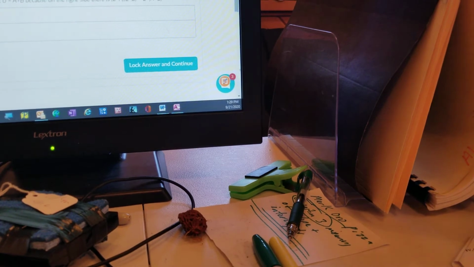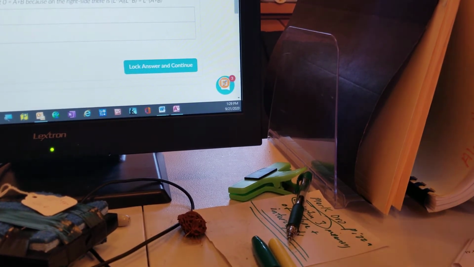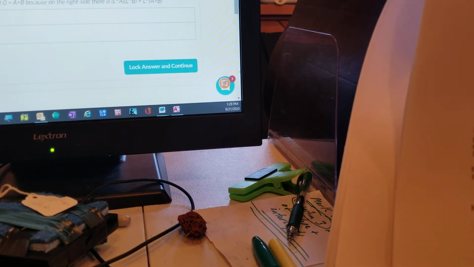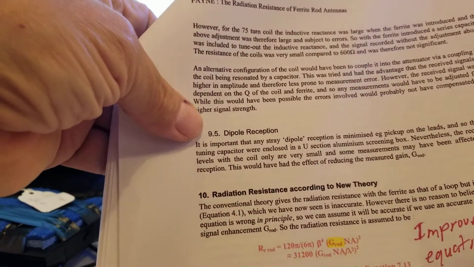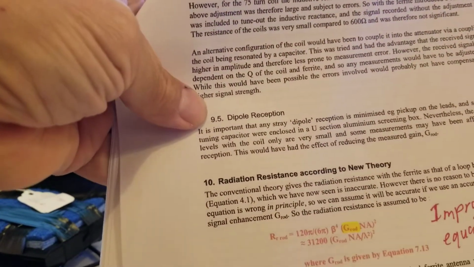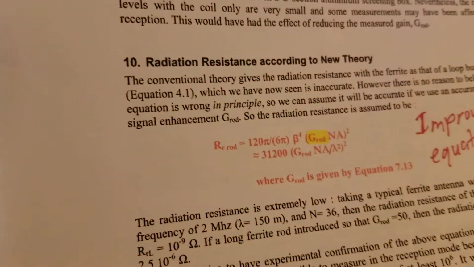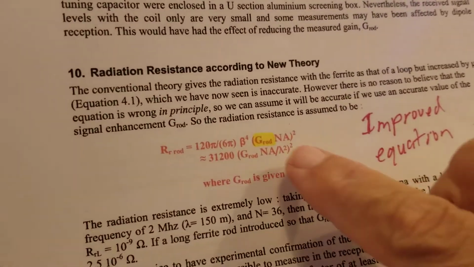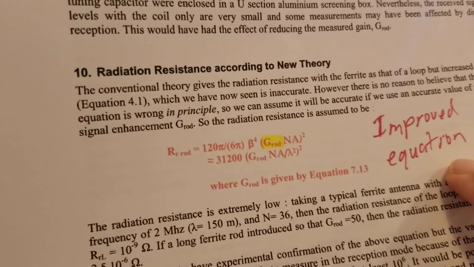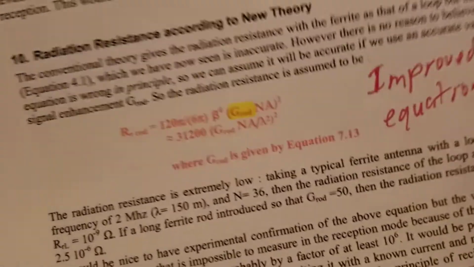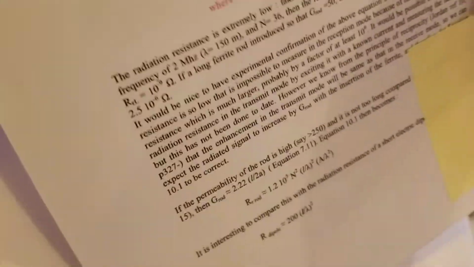Then some guy came around and he developed a new theory of this antenna. He called it a magnetic dipole. So he started with a whole different concept of how we should consider this as operating. So he had a different set of variables that he plugged in, and he came out with a different equation, an improved equation. Okay, the improved equation looks very similar to the original equation.